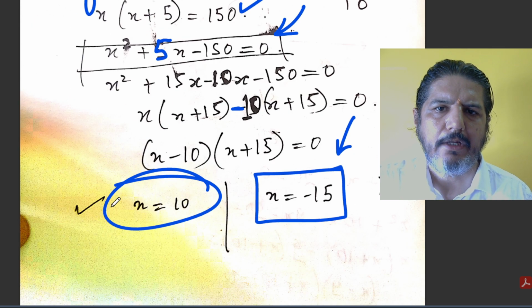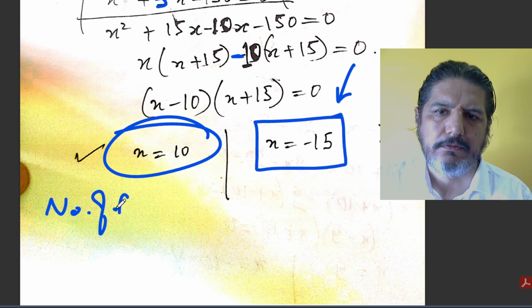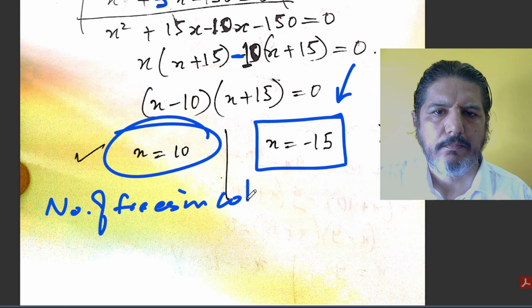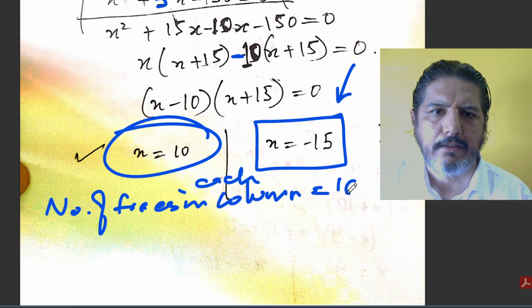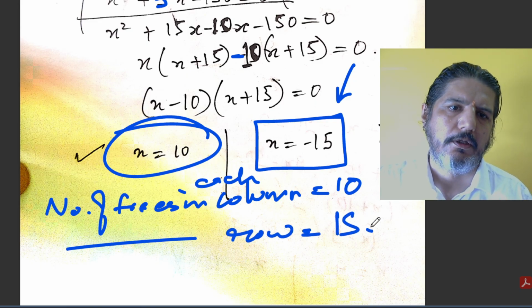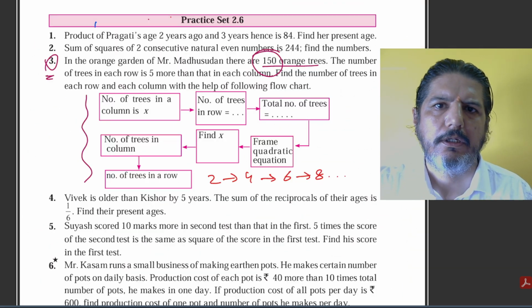And then finally you'll have to write here that the number of trees in each column is 10 and the number of trees in each row is 15, and 10 into 15 is 150. And that would be the final answer. This is the final answer.